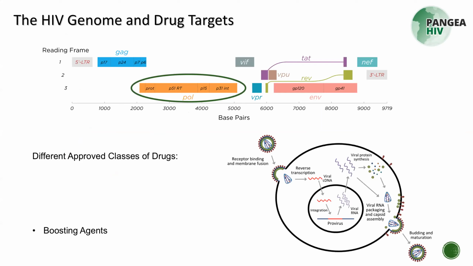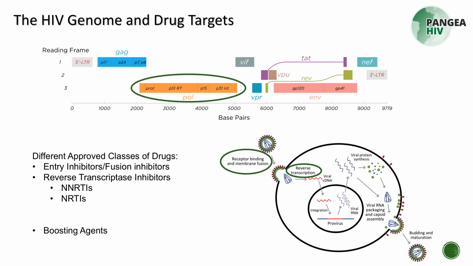Here's just a quick overview of the HIV genome, the different proteins and genes. So GAG, POL, ENV, everyone knows this. There's lots of different approved drug classes. These each work on a slightly different part of the replication cycle. So first of all, we have the entry inhibitors and the fusion inhibitors. They work by stopping the viral particles from binding to the receptors.